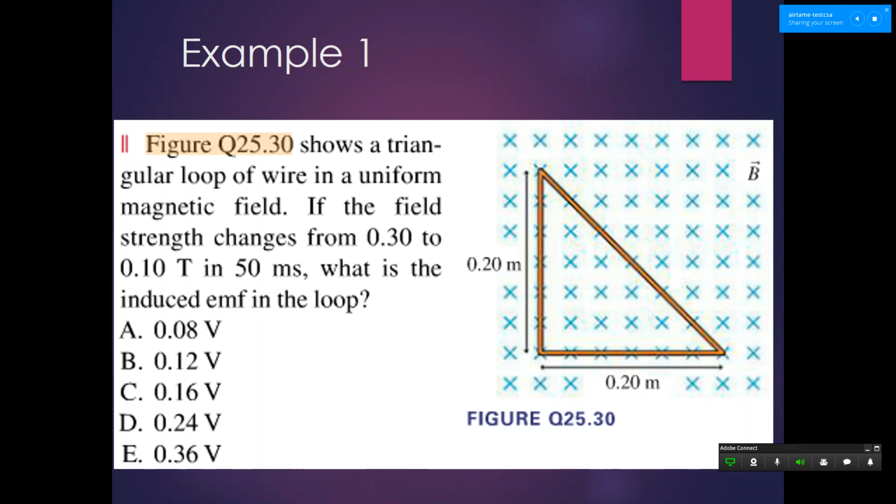And it's asking you about the voltage induced or the EMF induced. And I just want to remind you that the EMF induced is equal to dΦ by dt, and that Φ is equal to B dot A. So you'll need to know those two equations for this.